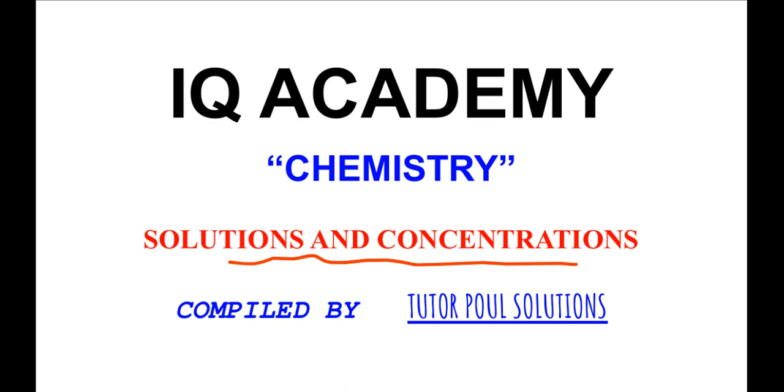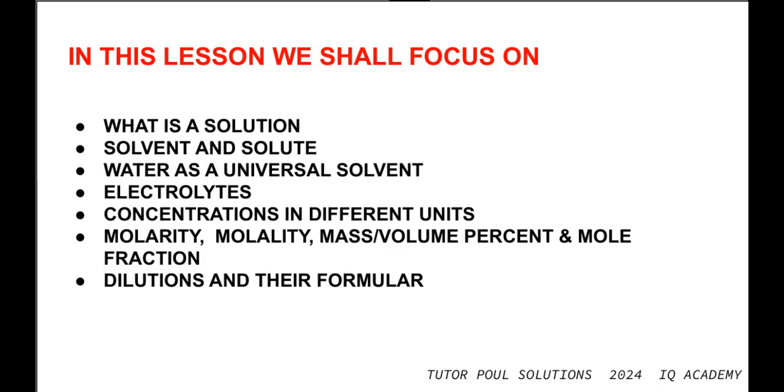These are the objectives that we have to achieve by the end of the lesson. We have to know what a solution is, what a solvent and a solute are. We can also discuss water as a universal solvent, and then we look at some electrolytes. We have strong electrolytes, we also have the weak ones, and then we can look at concentrations.